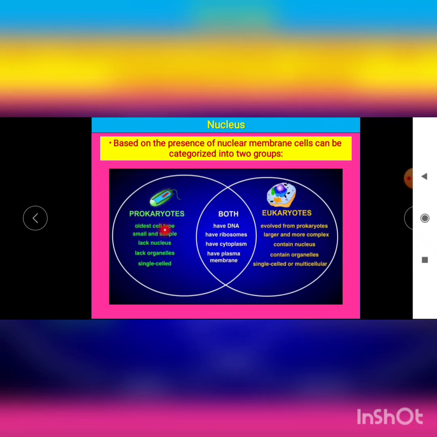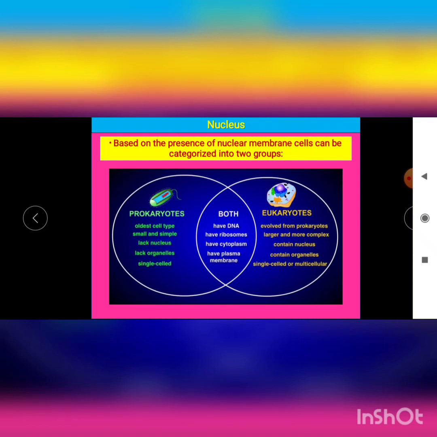Prokaryotes are the oldest type of cell. They are the first cell, as you can say, while eukaryotes or eukaryotic cells evolved from prokaryotes. Then prokaryotes or prokaryotic cells are small and very simple in their structure, while eukaryotes are larger and more complex. They will have many organelles and each of them will be performing a specific function and many functions are going on.